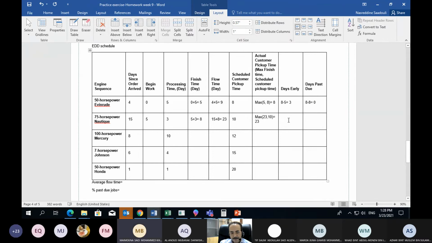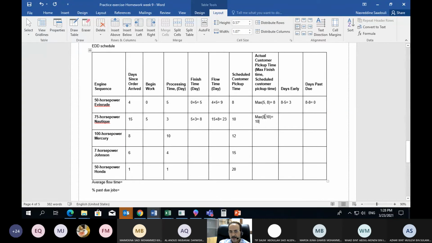Doctor, why in the first job do you take from finish time and scheduled customer pickup, but for the second one you take from flow and scheduled? For the flow time? For the actual customer pickup, for the first one, yeah. Oh, thank you very, very much. No, I made a mistake. You're right. This should be the finish time, not the flow time. 8. Correct. Thank you for pointing that out.